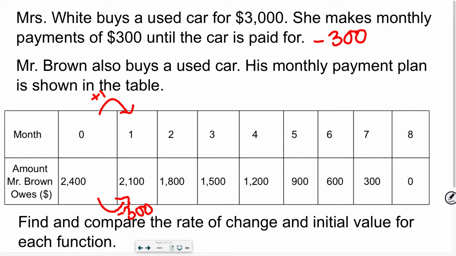So the payment plan that was set up, what do you think his payment plan is? He's going to pay back $300 a month. But in the beginning, how much did the car cost? $2,400, perfect. So we know that his initial value is $2,400 because he went and bought a car for $2,400. So that's how much he owed right from the start, when no time has passed, 0 months has passed. And now, what about Mrs. White? What's her initial value?